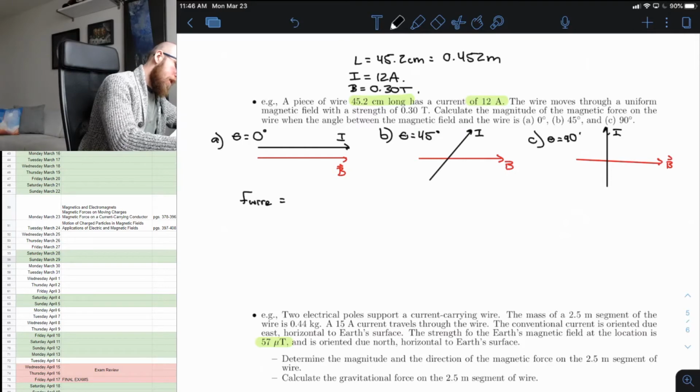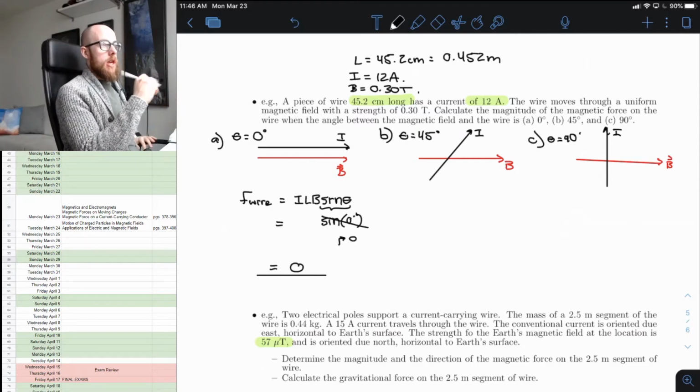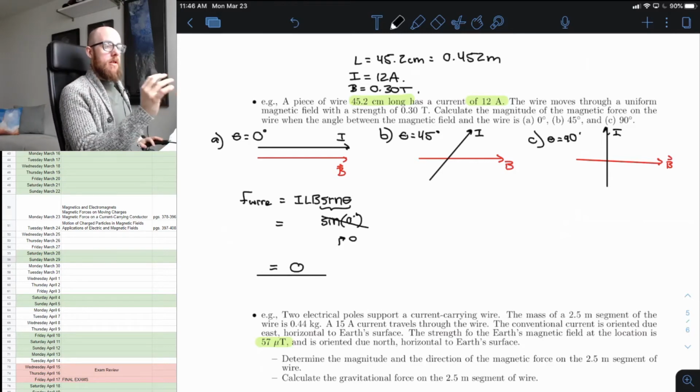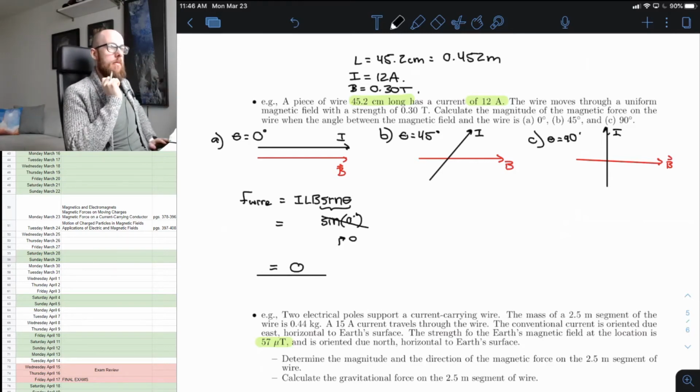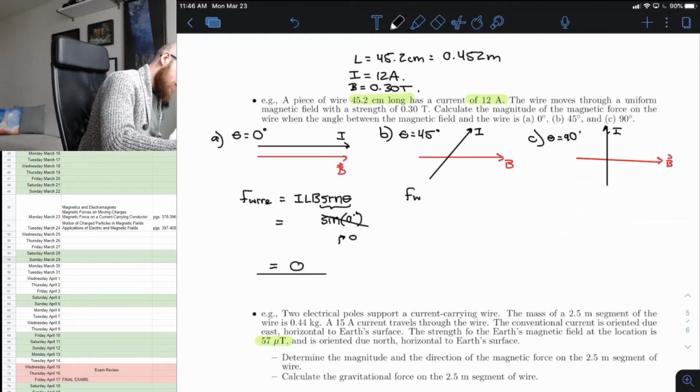Okay, so we have ILB sine theta. Because we have sine of 0, this is actually just 0, right? So this whole thing is just 0. So that means when the wire is oriented in the same direction as the magnetic field is pointing in, it doesn't experience any force at all. Okay, so when the current is parallel to the magnetic field, there is no force exerted on the wire. Now let's figure out what the force will be when the wire is oriented at 45 degrees.